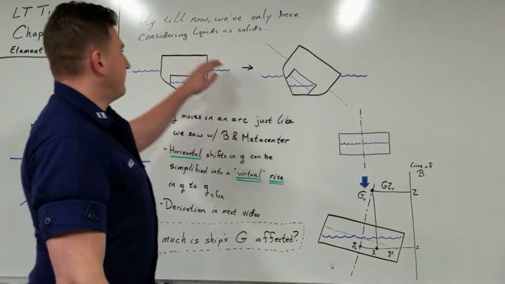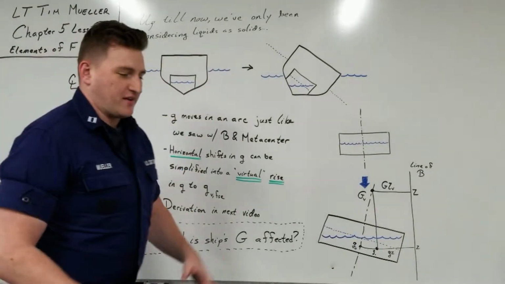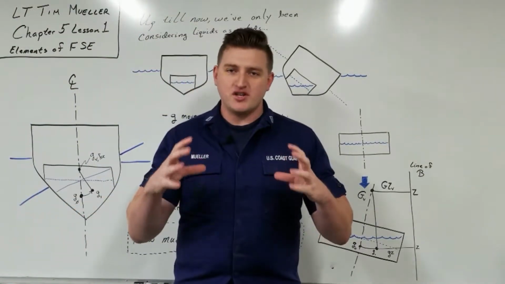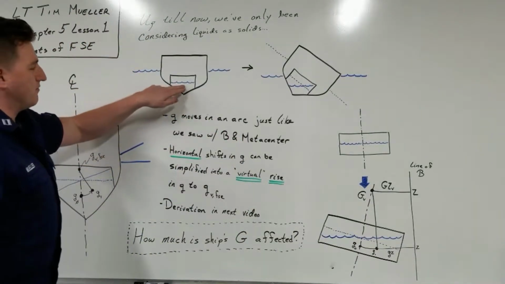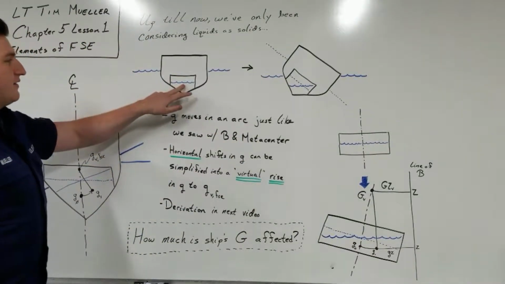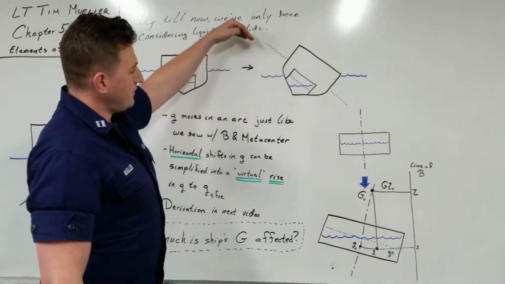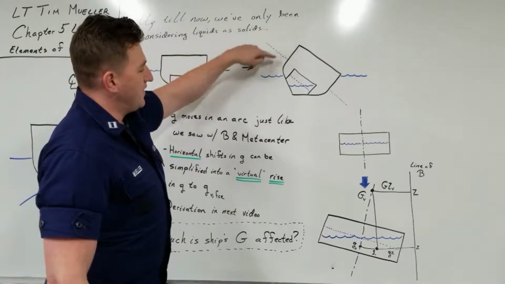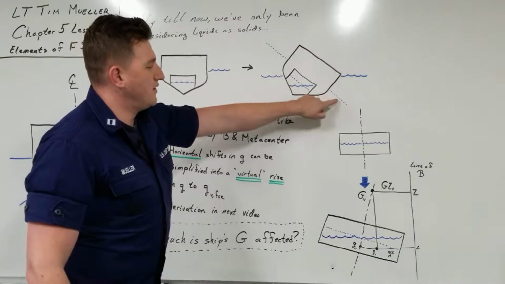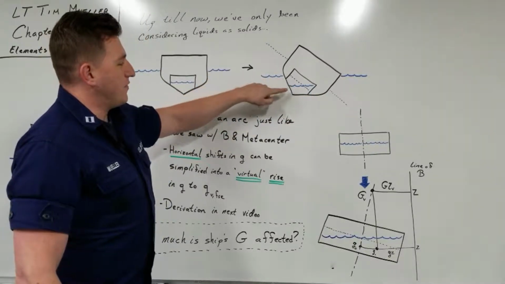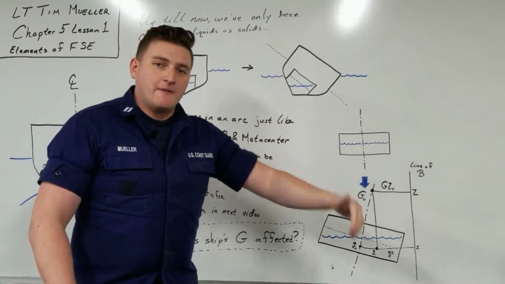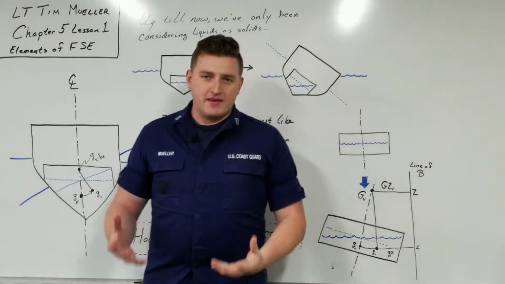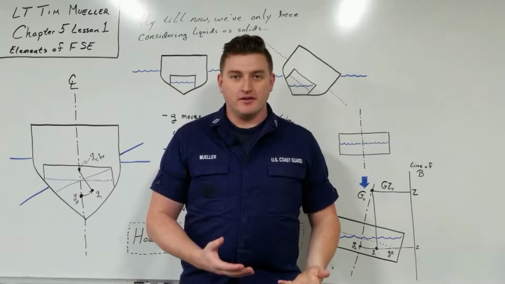So like I said up here, we've only been considering liquids kind of as solid weights. They don't really shift at all. However, we know that if we have a ship with some, we'll say, water inside of a tank here, if we incline it, we go from a state with these dotted water lines to a new state with all the water lines directly perpendicular to gravity. So what does this mean for a ship and its stability?